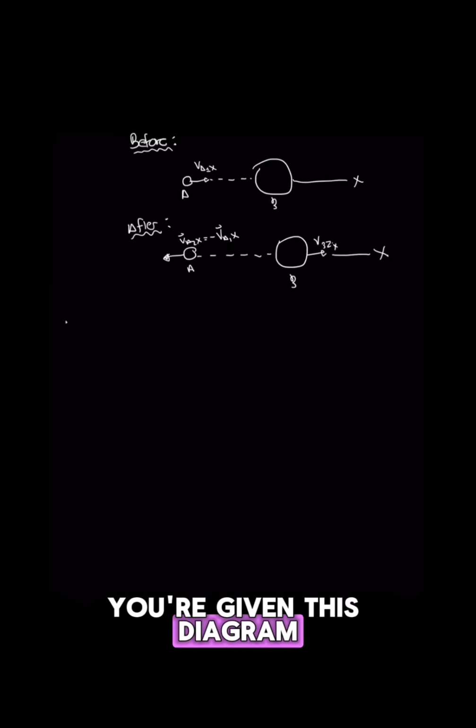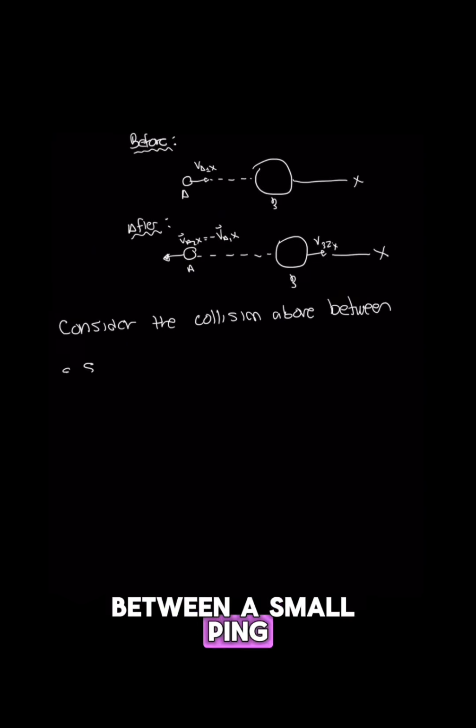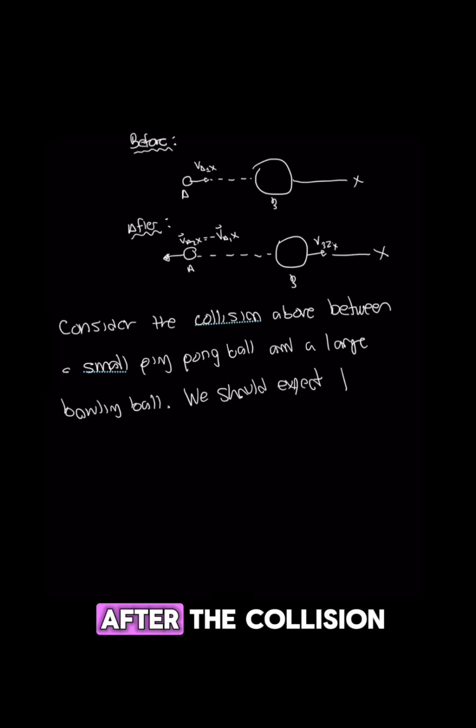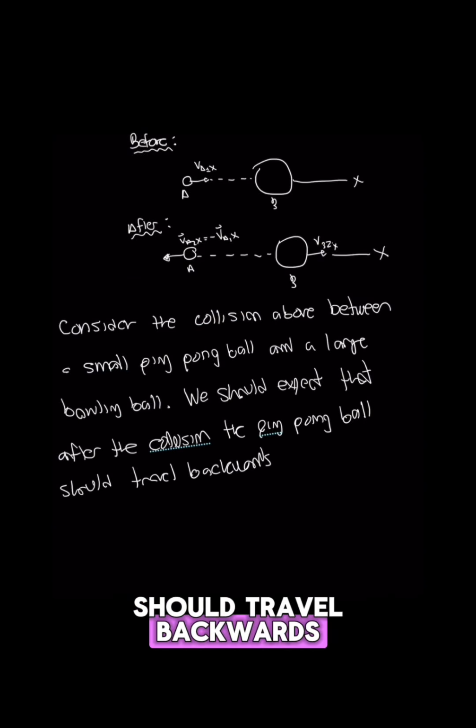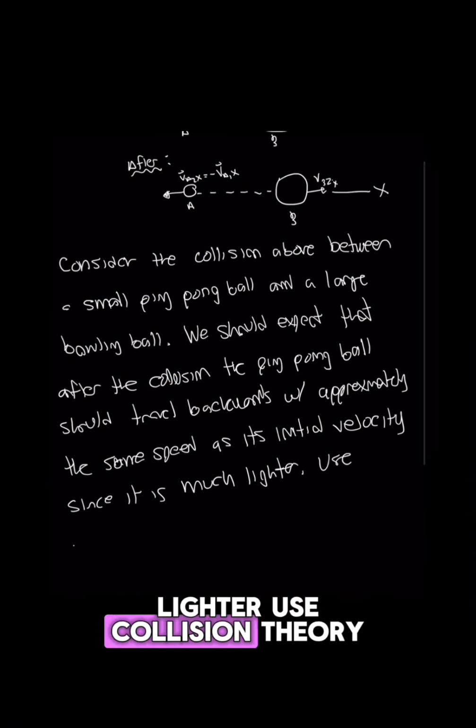Alright, so let's say you're given this diagram here of a collision between two masses, and the question says, consider the collision above between a small ping pong ball and a large bowling ball. We should expect that after the collision, the ping pong ball should travel backwards with approximately the same speed as its initial velocity, since it is much lighter. Use collision theory to prove this to be true.